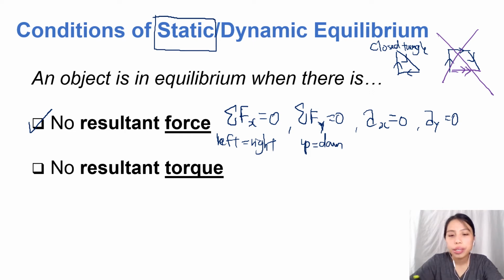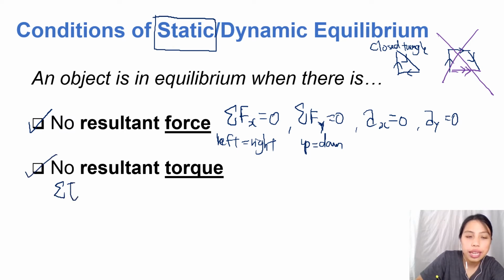How about torque? Basically you want no resultant torque, so the net torque is 0. In other words, all the clockwise moments equal the anti-clockwise moments.